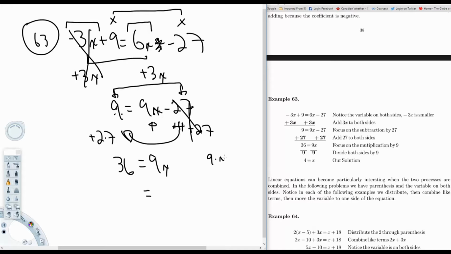9x is really 9 times x, right? Two things next to each other like that, or in brackets, is a multiplication. 9 times x, how do we get x? If we multiplied by 9 to get 9x, we divide by 9 in order to get rid of the 9 in the 9x. So we divide by 9 on both sides. 36 divided by 9 equals 4. With 9 divided by 9 here, we erase that, and we're left with x. x equals 4. That's our solution.